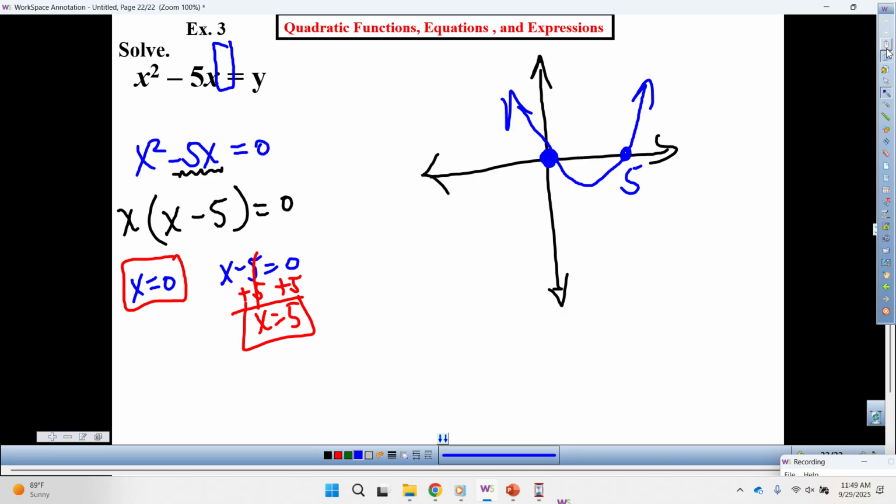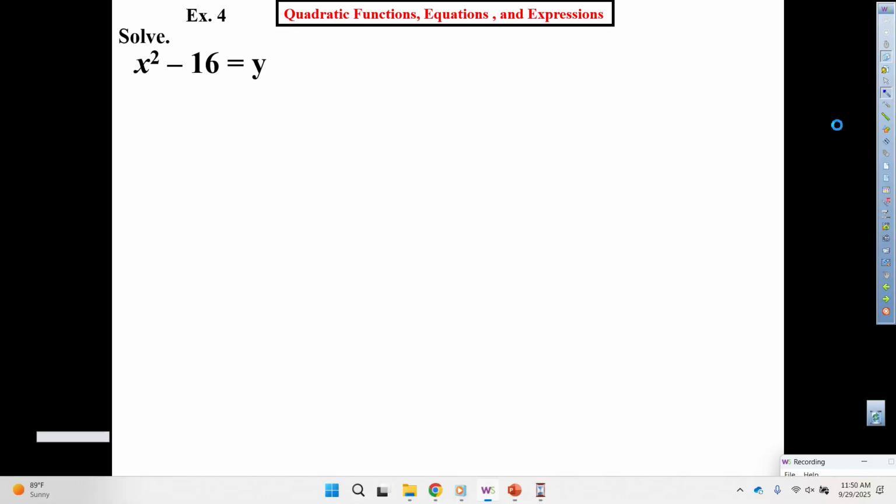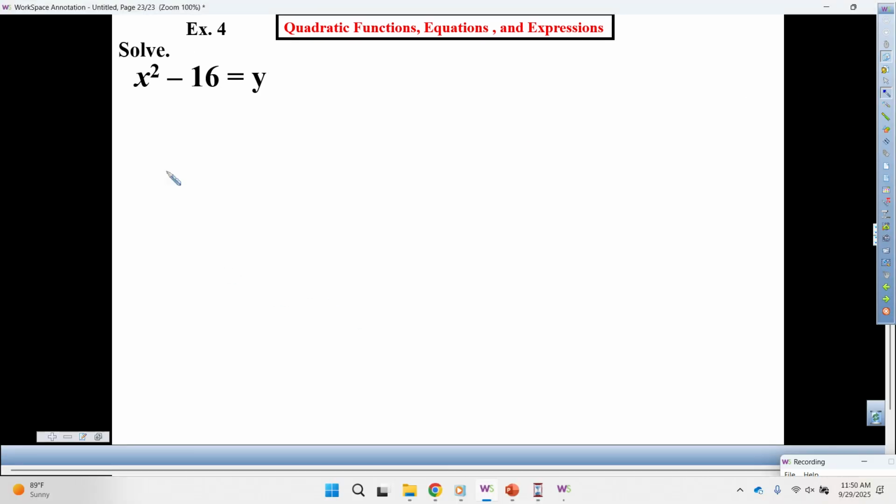All right. And the last one. I know some of you are starting to pack up. Look at this one. Example number 4. Again, set it equal to 0. x squared minus 16 equal to 0.